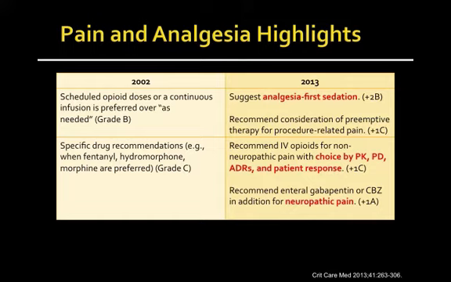In terms of how you treat pain, the guidelines recommended opiates back in 2002, and they had a lot of specific drug recommendations on when you would want to use each type of opiate. They really tried to map it out for you. This is the population you want to use fentanyl. This is the population you want to use morphine.